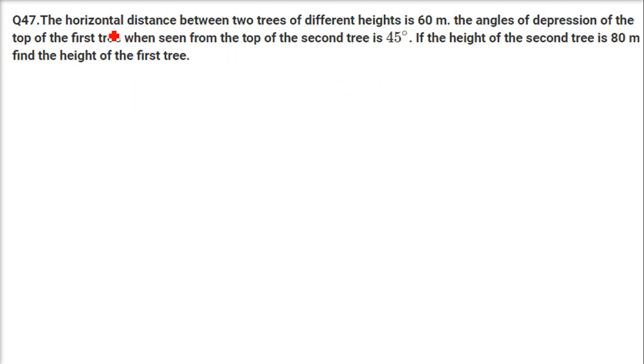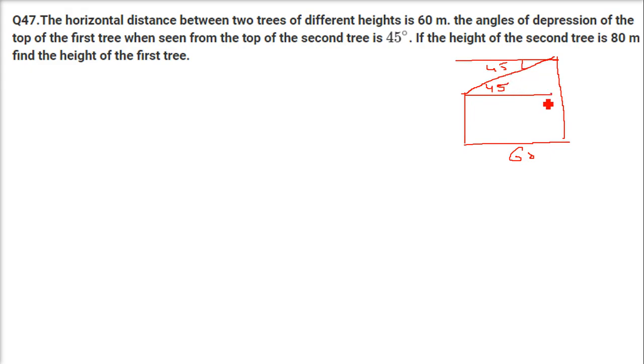So what we are going to do here is, the horizontal distance between two trees of different heights. So let us take this as the first height. This is the second tree, and the distance between them is 60. So the angle of depression of the top of the first tree when seen from the top of the second tree is 45. So this is 45 degree. This will also be 45 degree.